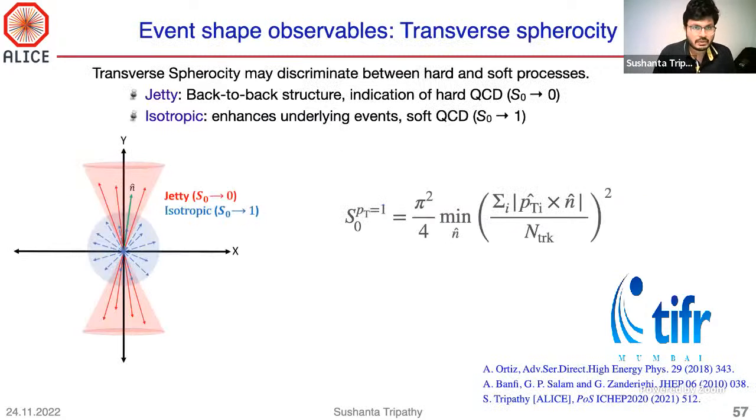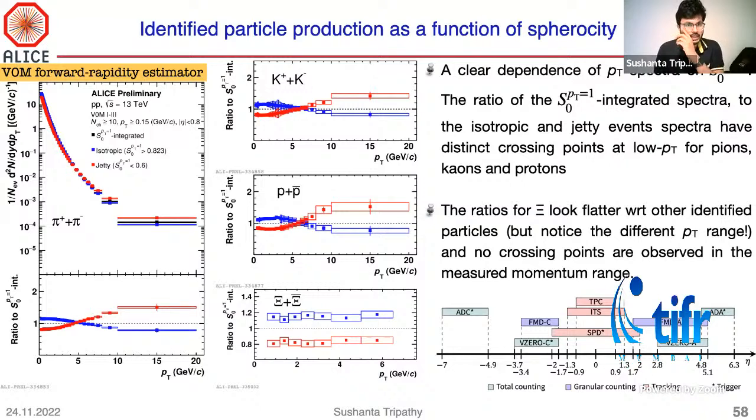Okay, so one such observable is called transverse spherocity. Spherocity is given by this formula, and here you have to find a unit vector which minimizes this ratio. And this π²/4 is the normalizing value, so that your spherocity ranges from 0 to 1. When the transverse spherocity is tending to 0, you have a back-to-back structure, and when the spherocity is tending to 1, you are looking at isotropic events. Okay, so then we have identified particle production as a function of transverse spherocity.